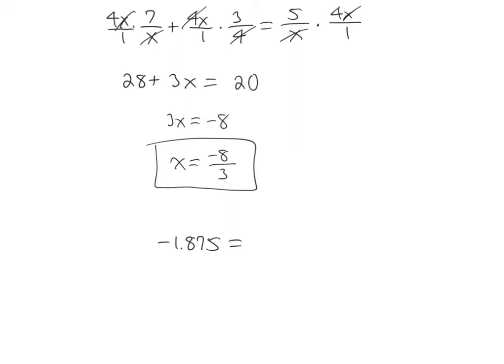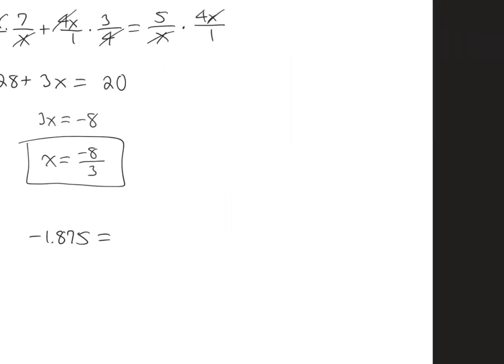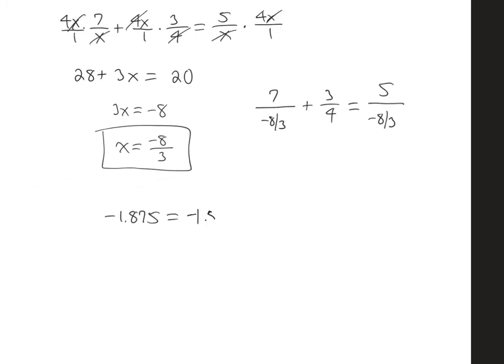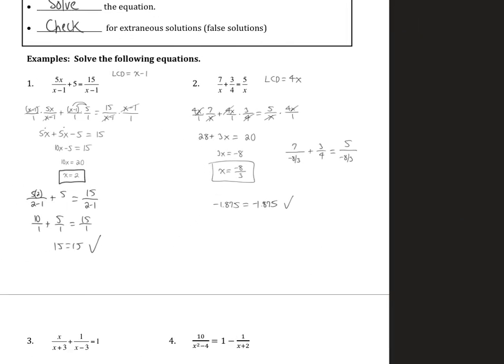To check for extraneous solutions, I'm going to write out the steps. Sorry, I kind of goofed up here. So if we write out the steps, it's going to be 7 over negative 8/3 plus 3/4 equals 5 over negative 8/3. That's going to be negative 1.875 equals negative 1.875. So that is good. So that actually is an answer and not an extraneous solution.